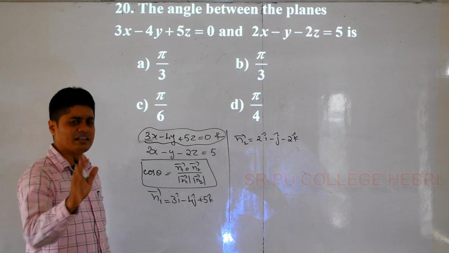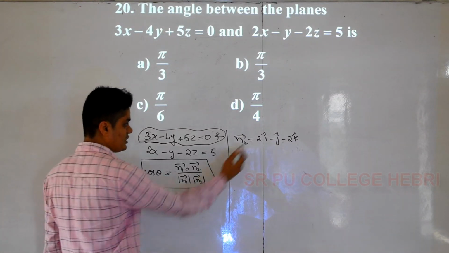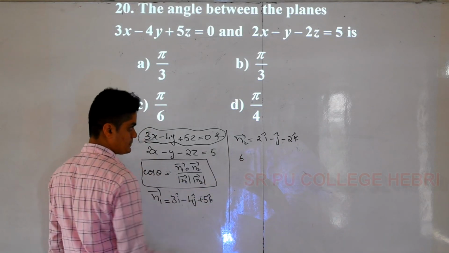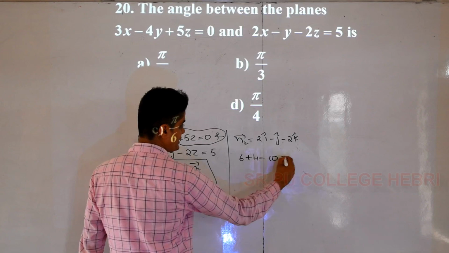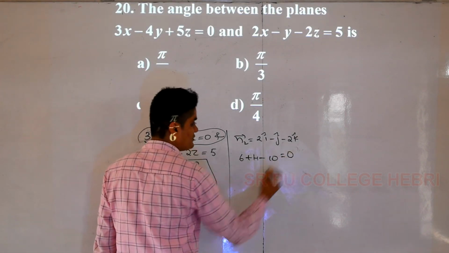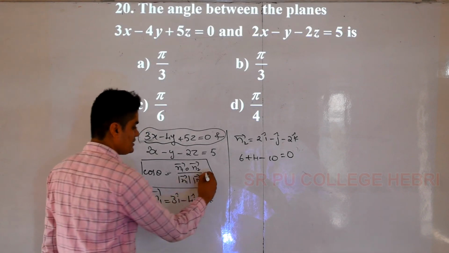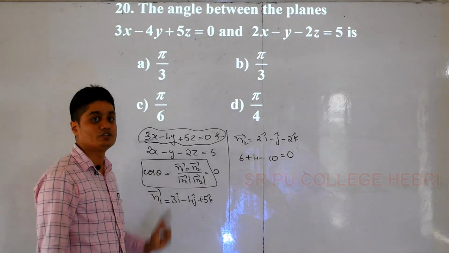You can write directly, no need to substitute, just observe. Take the dot product, what comes? 6 plus 4 minus 10. What is the dot product? What is 6 plus 4 minus 10? 0. Now if cos theta is 0, what is the value? So what is the answer? If cos theta is equal to 0, then theta is equal to pi by 2.